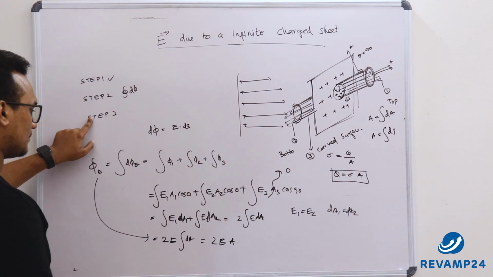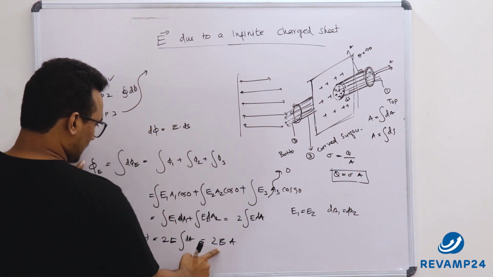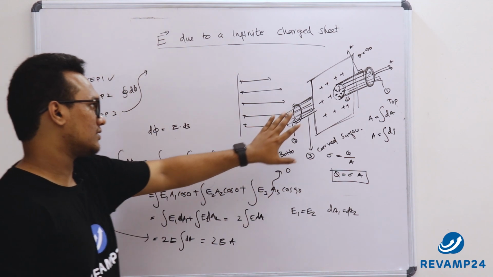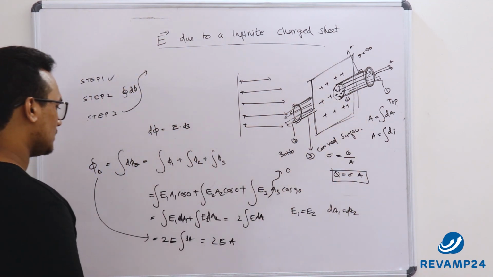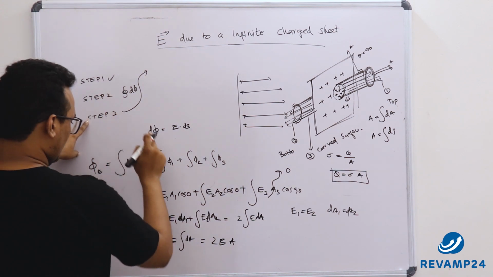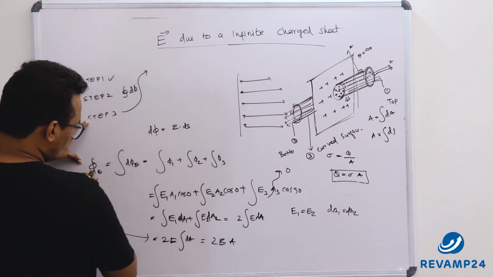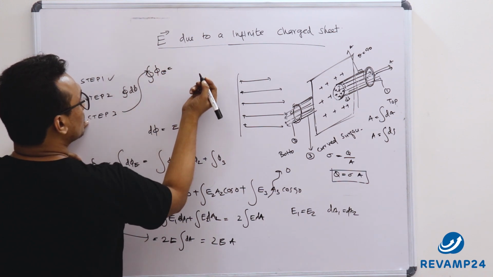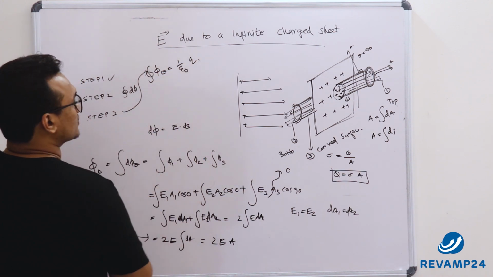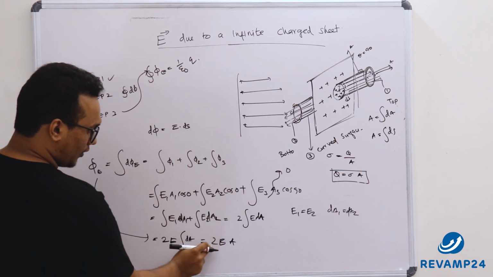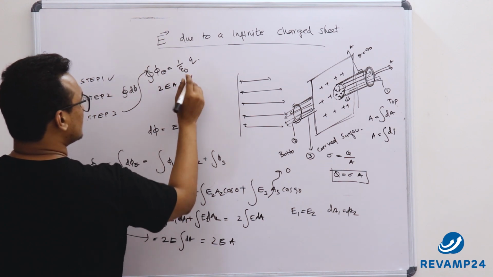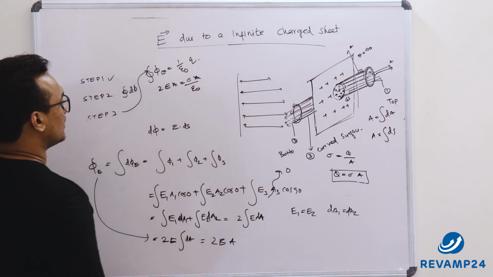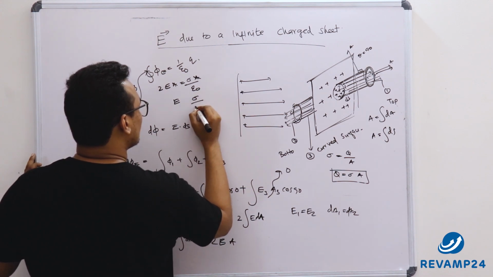Now step 3. As per step 3, I have to get the value of charge, and I already got it here. Charge enclosed is equal to the total charge, sigma into A. Now I will substitute step 2 in step 3. As per Gauss's theorem, the total flux enclosed is equal to 1 by epsilon 0 times the charge enclosed. Now this one I have found out, that is 2 into E into A. This is equal to Q, which is sigma into A divided by epsilon 0. Now A can be cancelled. So I got the electric field equal to sigma by 2 epsilon 0.